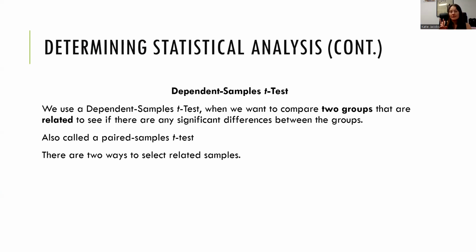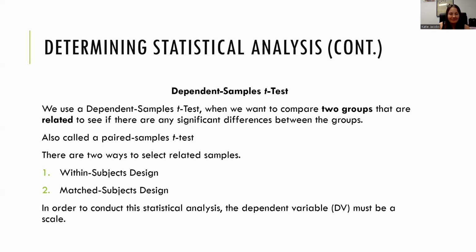There are two ways that our samples can be related, and we've already kind of talked about this. We're just putting this in different words. If you use a within subjects design, that means you're using the same participants in each of the groups. If you use a matched subjects design or a matched group design, we are pairing up our participants on some sort of characteristic. You can go back to the chapter 1 lecture to review that, or the reading from chapter 1 to be able to figure out what this means.